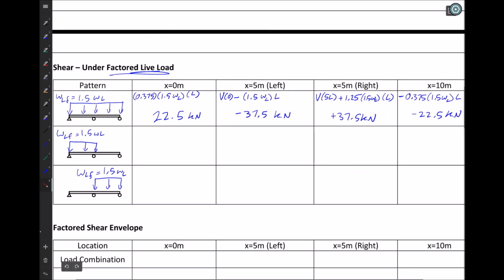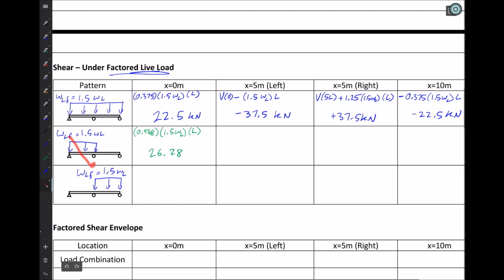So working through load combination 2, and I'll just switch colors to keep the numbers from blending together here. We have our coefficient from that table, 0.438, multiplied by our magnitude of our factored live load, multiplied by our span length, and this gives us 26.28. And then we can use the same logic, taking the value of shear at this support minus the area under the load curve will give us the value of shear over here.